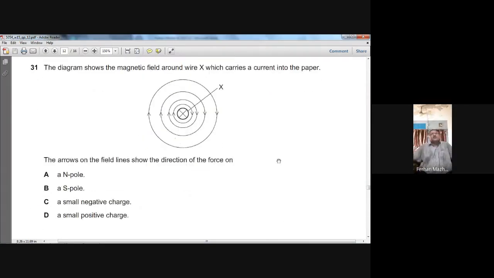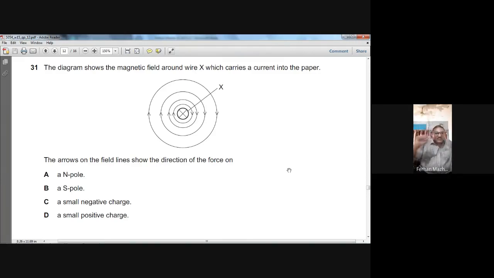The diagram shows the magnetic field around wire X which carries a current into the paper. The arrows on the field lines show the direction of the force on... I told you that whenever you put a magnetic compass in a magnetic field, the magnetic compass north will always align itself in the direction of the magnetic lines. Actually, the north of the magnetic compass points in the direction of the magnetic lines of force.